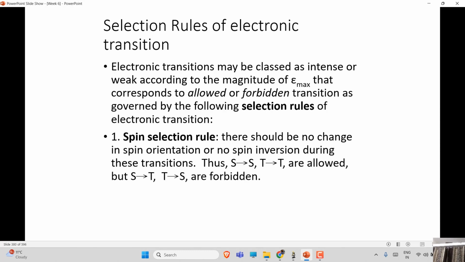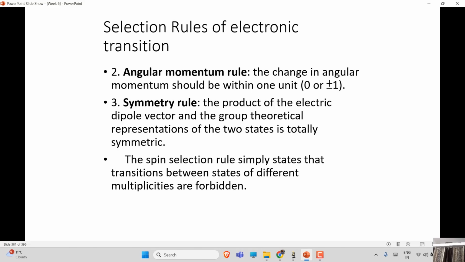Now, electronic transitions may be classed as intense or weak according to the magnitude of epsilon max that corresponds to the allowed or forbidden transitions, as governed by the following selection rules for electronic transitions. So, what is the spin selection rule? There should be no change in spin orientation or no spin inversion during these transitions. Thus S to S, singlet to singlet, and triplet to triplet are allowed, but singlet to triplet and triplet to singlet are forbidden and not allowed.